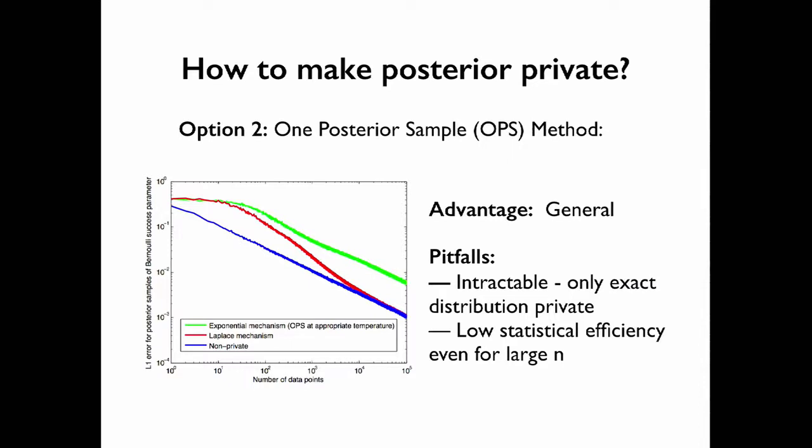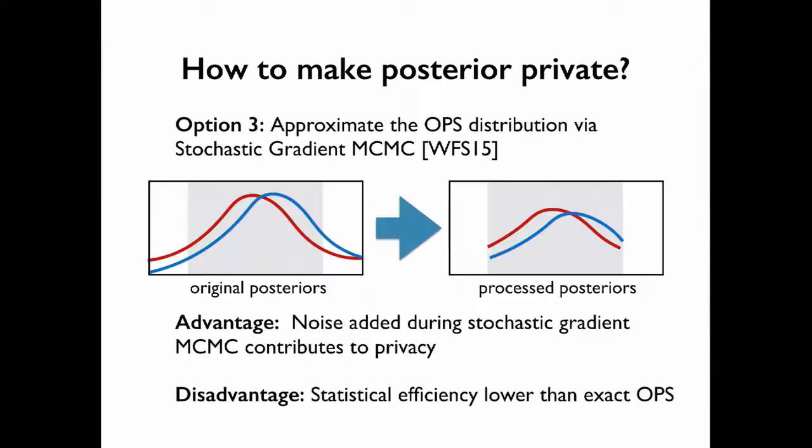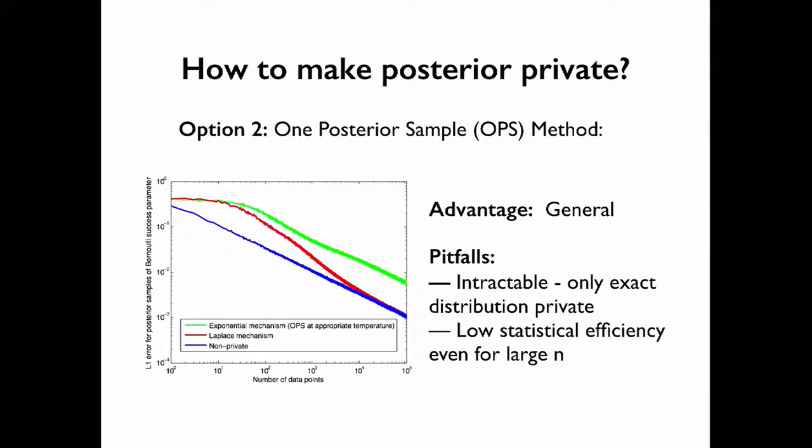The blue line is the non-private one. If you sample from the non-private posterior, this is what you would get. The green line is one posterior sample. You see that if you keep increasing the number of samples, the gap does not really narrow. The reason this happens is that you're raising the posterior to a higher temperature, so n samples are roughly equivalent to n epsilon samples.